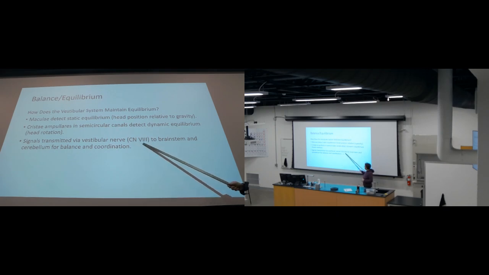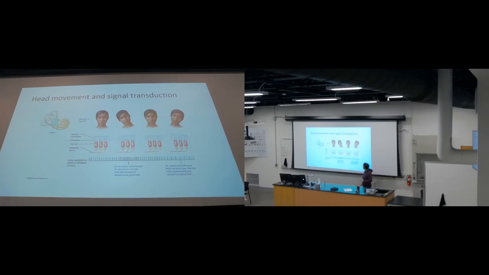And then same as for hearing, the cranial nerve number 8 is going to receive this information through this vestibular nerve, and then you connect to the brainstem and the cerebellum to maintain balance and coordination.